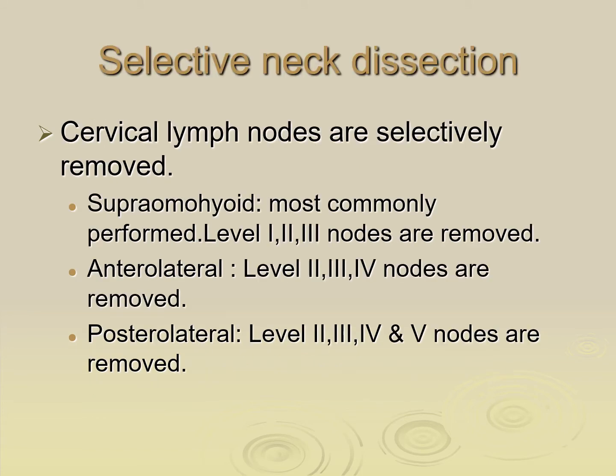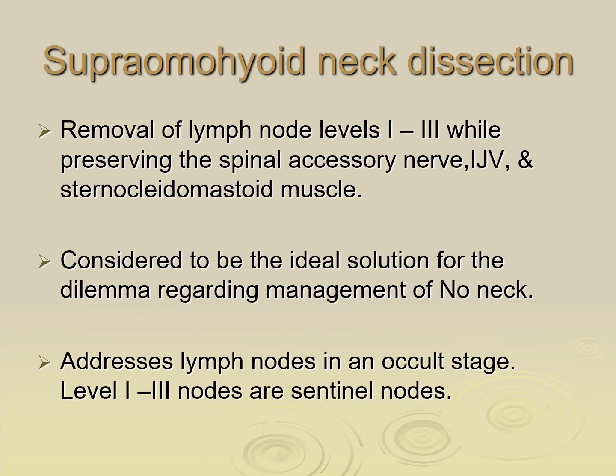Selective neck dissections selectively remove particular groups of cervical lymph nodes. Supraomohyoid is the most commonly performed, where levels 1 to 3 are removed. Anterolateral means levels 2 to 4. Posterolateral means levels 2 to 5 are removed. So supraomohyoid is levels 1 to 3, anterolateral levels 2 to 4, posterolateral levels 2 to 5. The lymph nodes from 1 to 3 are removed while preserving the IJV and sternocleidomastoid.